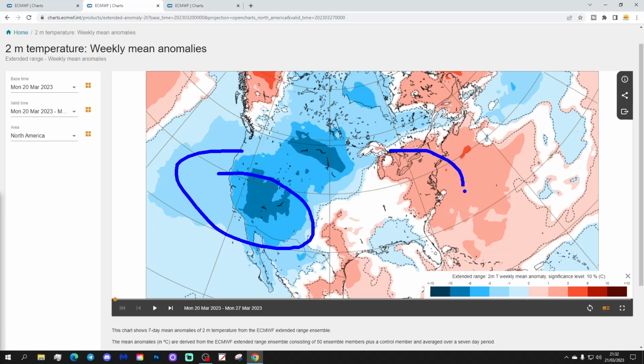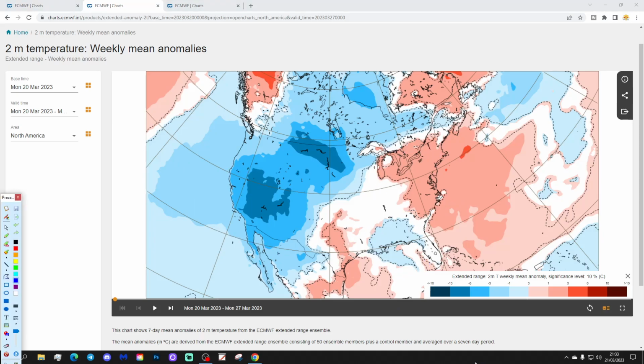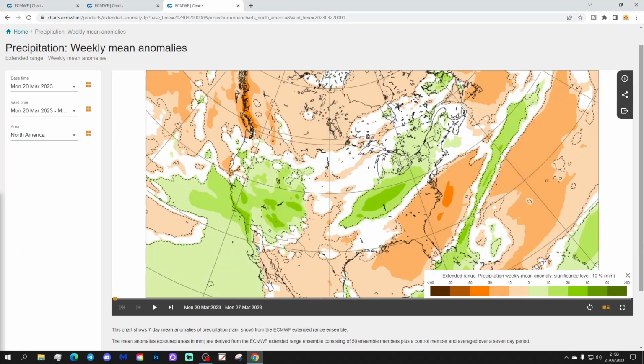Over in the east, it's milder than average once again through the eastern seaboard up to the Great Lakes, into the Midwest, generally seeing those temperatures above average. So it's a little bit cooler down here in the far southern part of America, the southeastern part of the states.